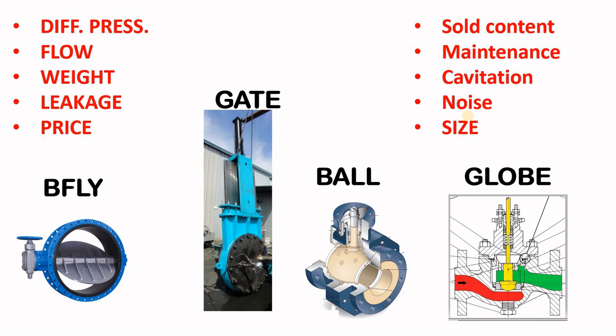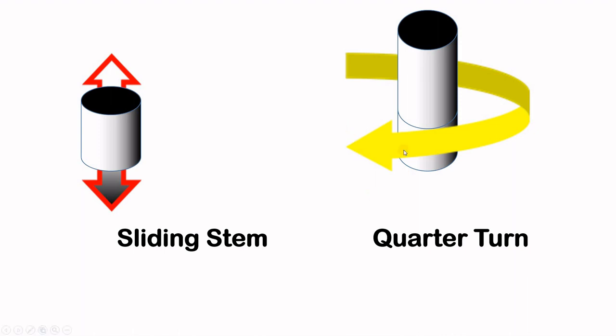The size of the valve will dictate, as we said, if it's a tiny or small valve, we may use the globe valve. Ball valves have a bad reputation in controlling the flow, but we use them because of the price, and sometimes we need this specific type of valve for the application. So far we have seen two types of valves: one is a sliding stem and one is the quarter turn or rotary valve.